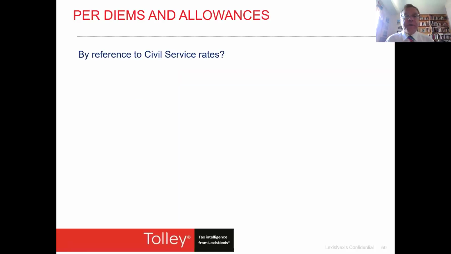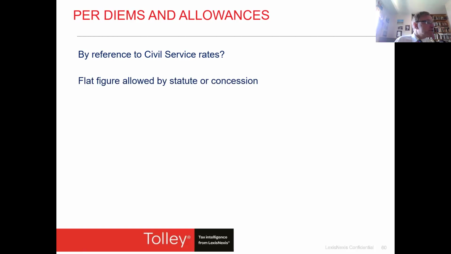As I say, in terms of per diems and allowances, they may be by reference to civil service rates. It could be a flat figure allowed by statute or concession. The only flat figures generally allowed are the personal incidental expenses, which is £5 per night when you're staying on business in the UK away from your place of work, and £10 when it's overseas. These rates have not been uprated since the 1980s, whereas the civil service rates do get uprated.